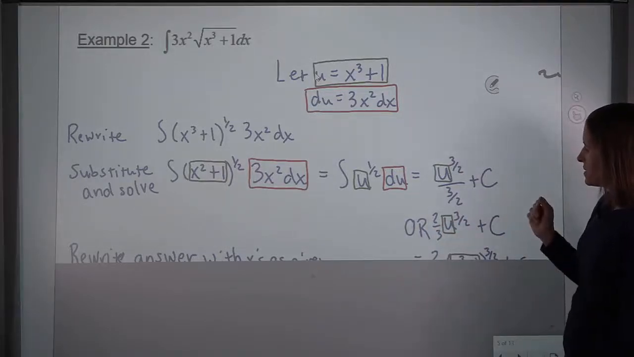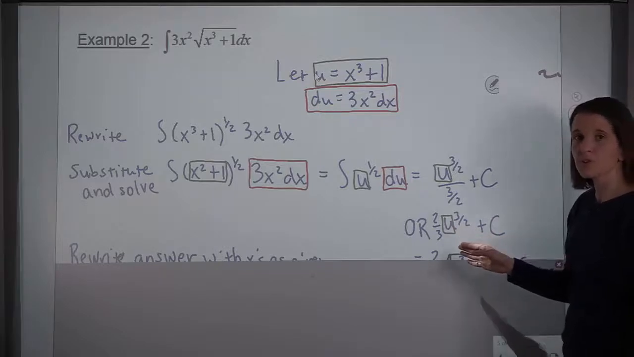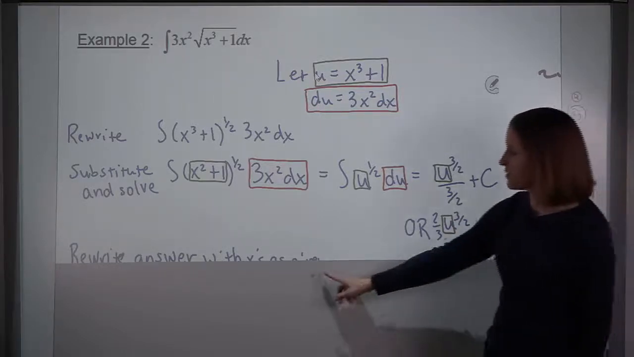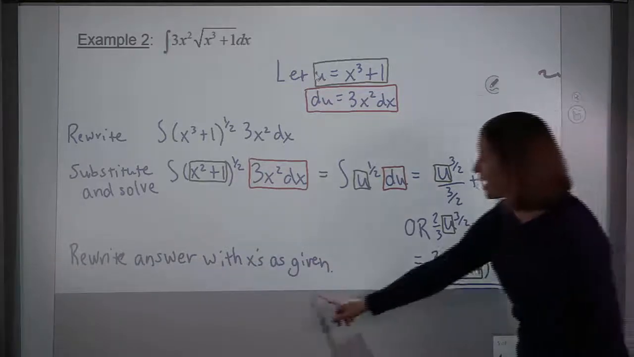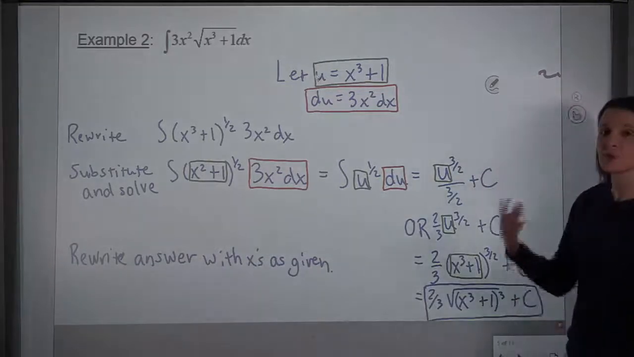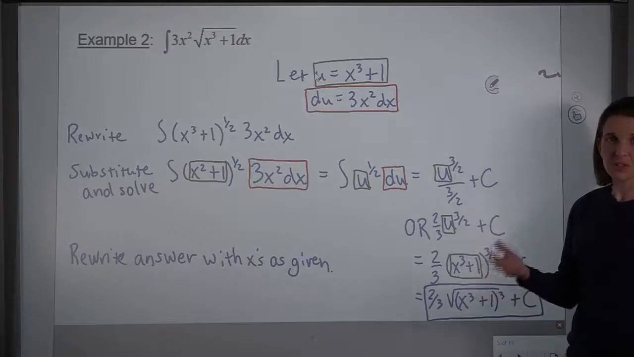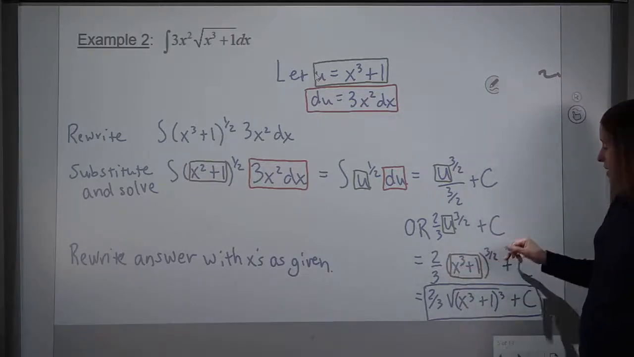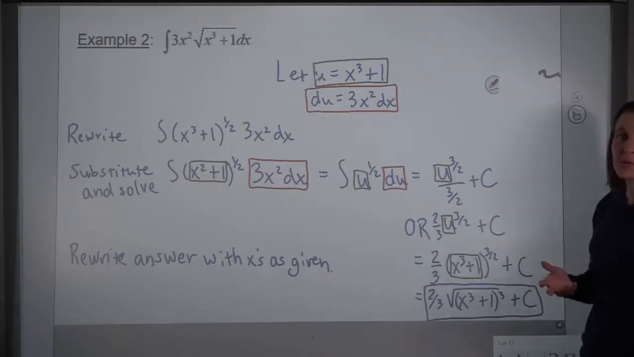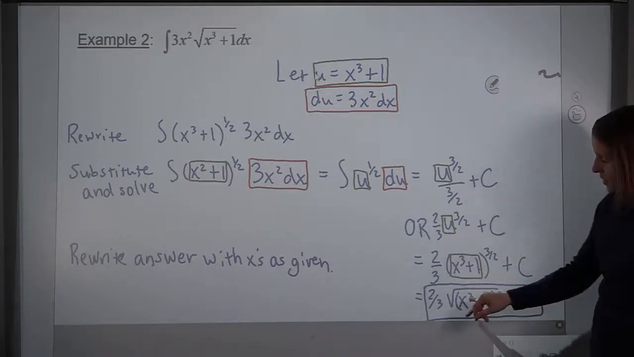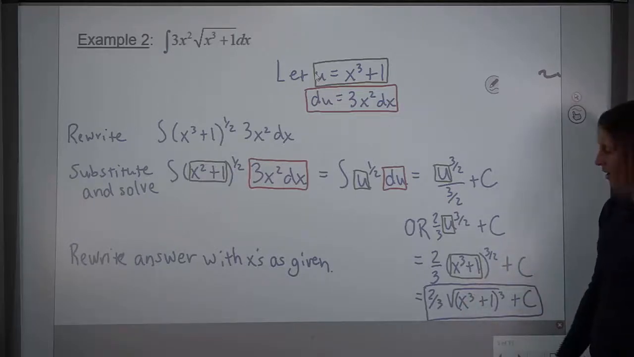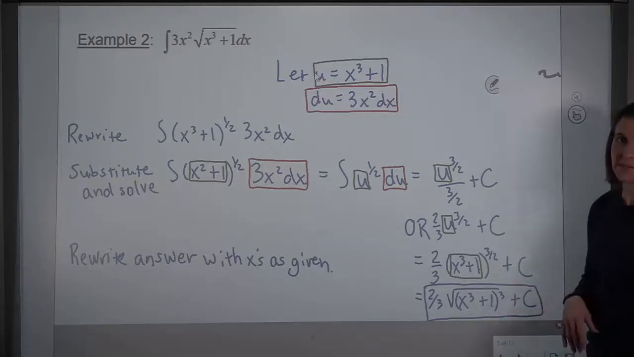And we do get our plus c. So what we have is 2/3 u to the 3/2 plus c, but I need to rewrite it back in x's, or whatever variable was given. So rewrite the answer with x's because you were given the problem with x's. That's kind of a good general rule. So 2/3 x cubed plus 1 to the 3/2 plus c, or if we were not to use fractional exponents, then we would use roots. It is power over root, so it's a square root and a cube power. So we have 2/3 the square root of x cubed plus 1 cubed plus c.